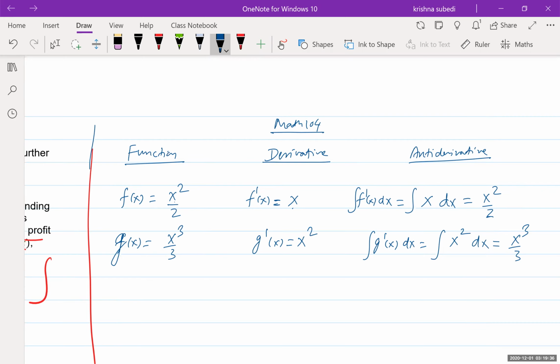Now let me ask you one more question. Suppose my function, instead of x cubed over 3, is x cubed over 3 plus 10, what will be the derivative?